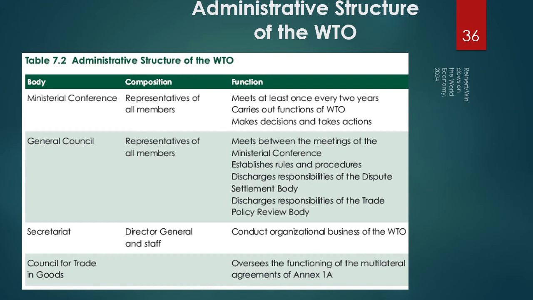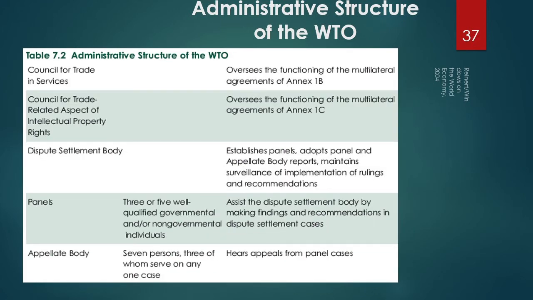of the WTO. Then we have the Council for Trade in Goods, which oversees the functioning of the multilateral agreements in what's known as the WTO Annex 1A. Further, you have the Council for Trade in Services that oversees the functioning of the multilateral agreements of Annex 1B. You have the Council for Trade-Related Aspects of Intellectual Property Rights that oversees the functioning of the multilateral agreements in Annex 1C.